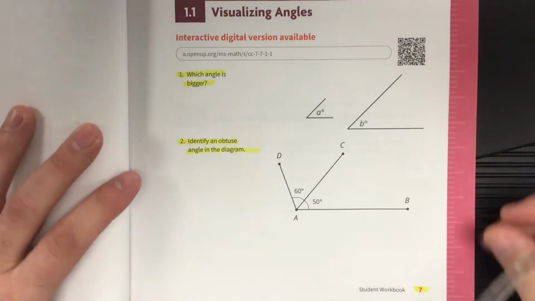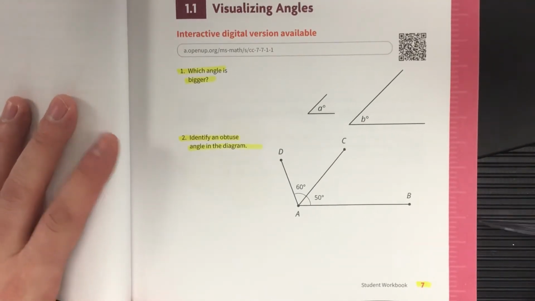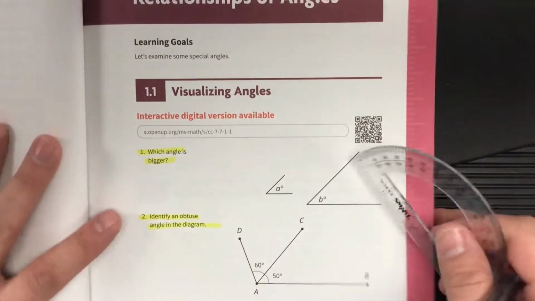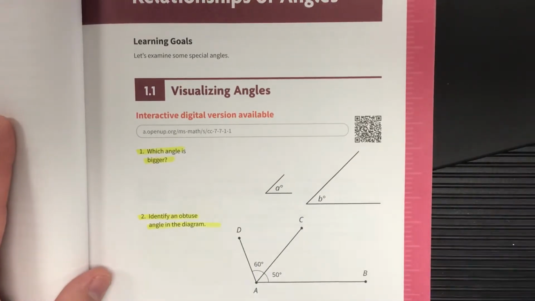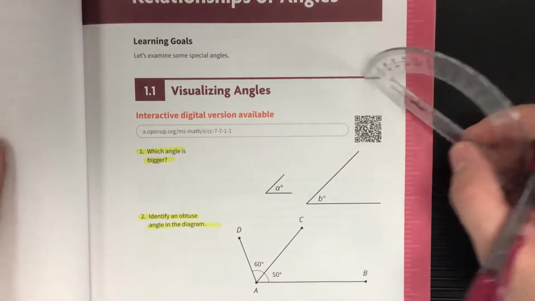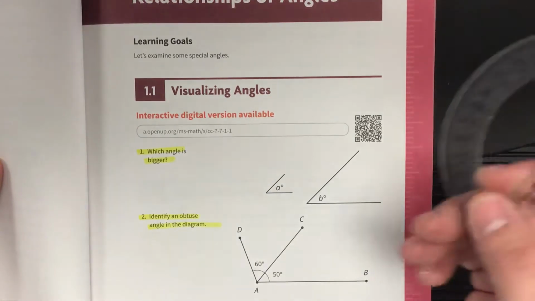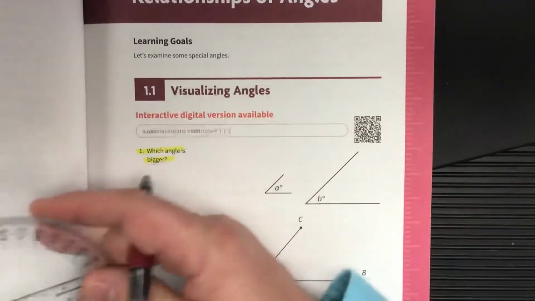So we're going to start on page 7. Okay, the first lesson is on relationships of angles. And as I mentioned, there's going to be some certain terms here that we're going to cover. If you see any highlighting in the book, that's just signifying for me the most important things I want to talk about today. So before we go too far, I want to talk a little bit more about the protractor.